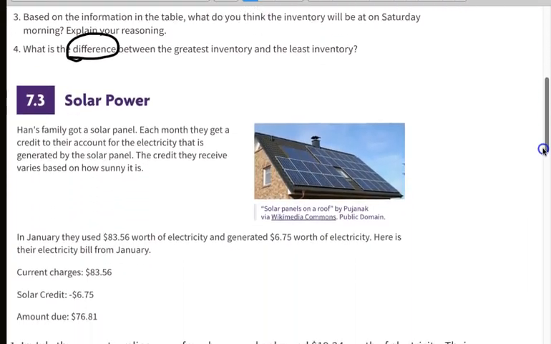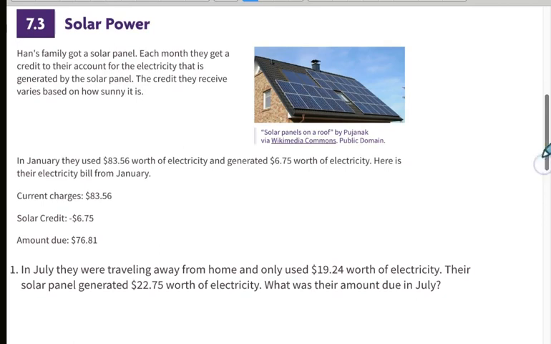Solar power, 7.3. Han's family got a solar panel. Each month, they get a credit to their account for the electricity that is generated by the solar panel. The credit they receive varies based on how sunny it is. In January, they used $83.56 worth of electricity, and they generated $6.75 worth of electricity. Here is their electricity bill for January.